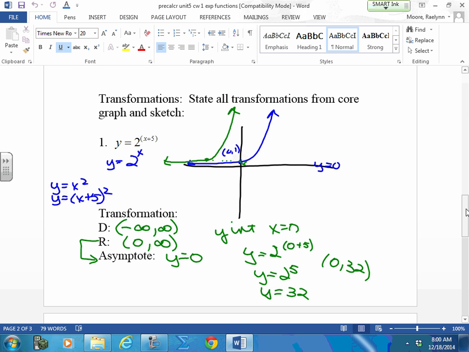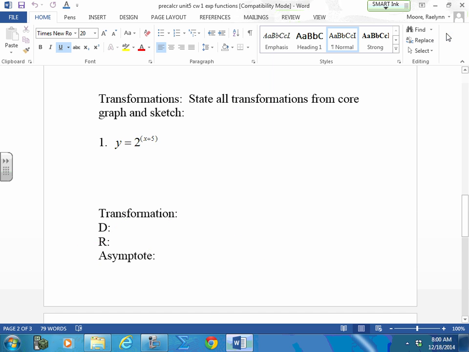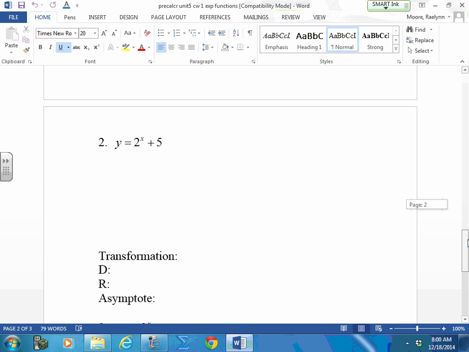Oh, so you're 5. No, yeah. 2 raised to the 5. You reversed it, yeah. We're still a base of 2. Good? Okay. By the time we do a couple, you'll say, oh yeah, I remember doing these.